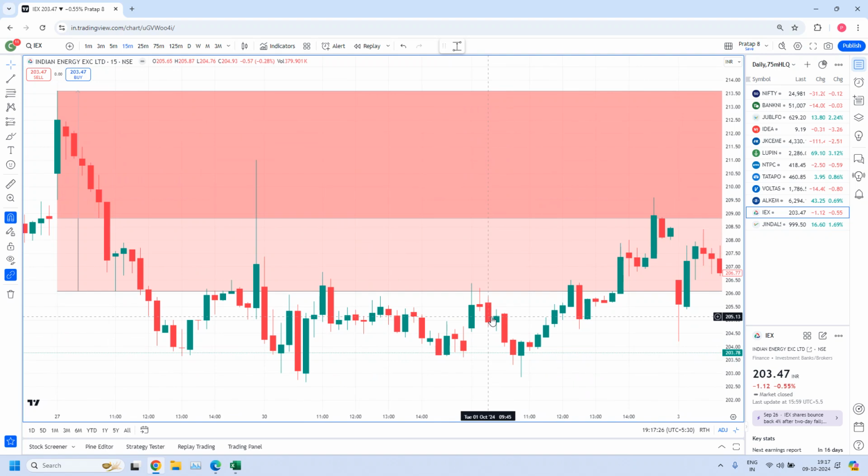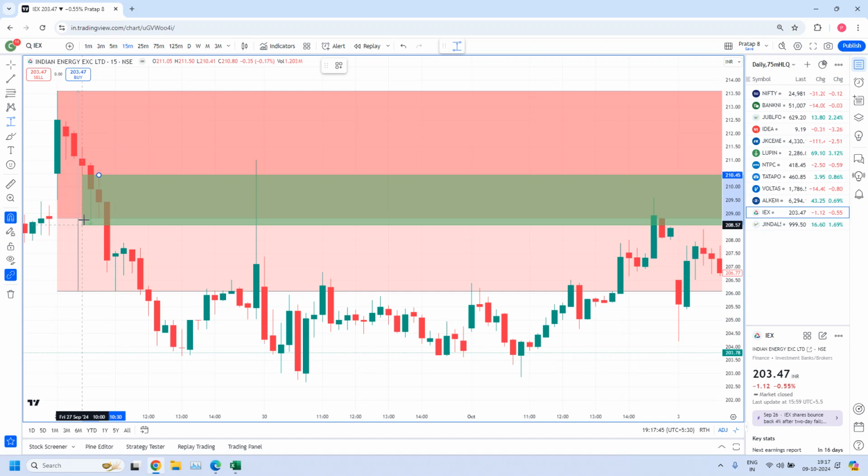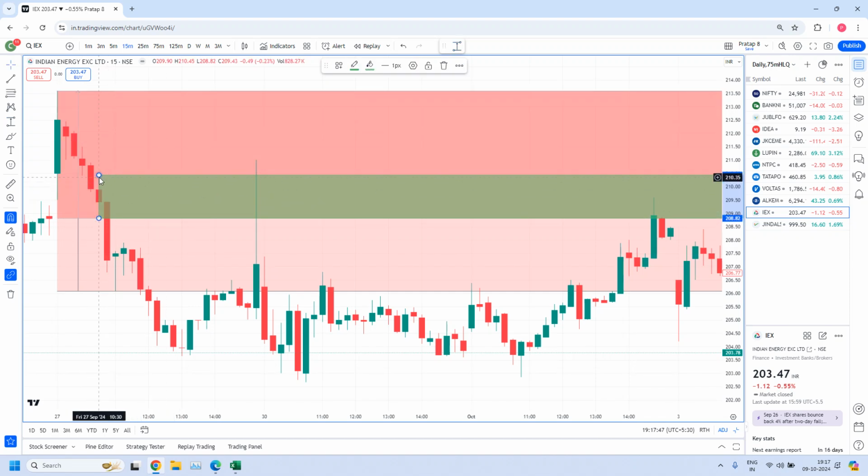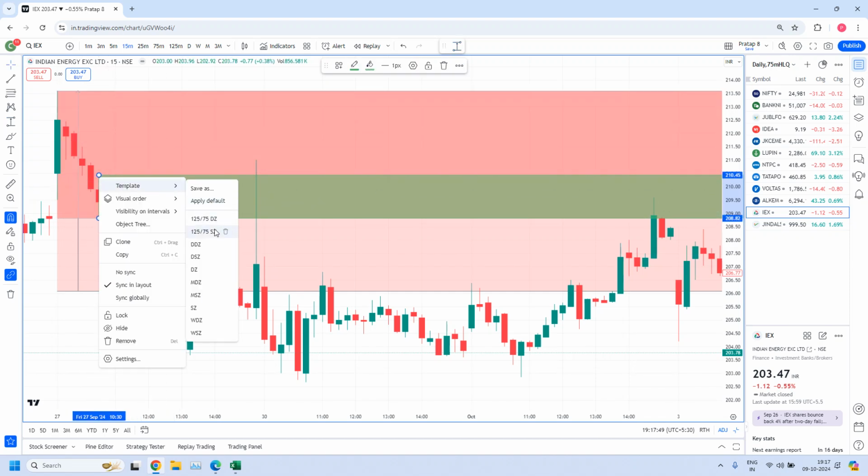Now you see. How do you feel? This is a rally candle. This is a base candle. This is a medium size leg candle. This is a base candle. This is the medium size leg candle. This is a base candle. This is the drop candle. If that is the case, you should draw the zone like this. Drop, base, drop. The 15 minute supply zone.